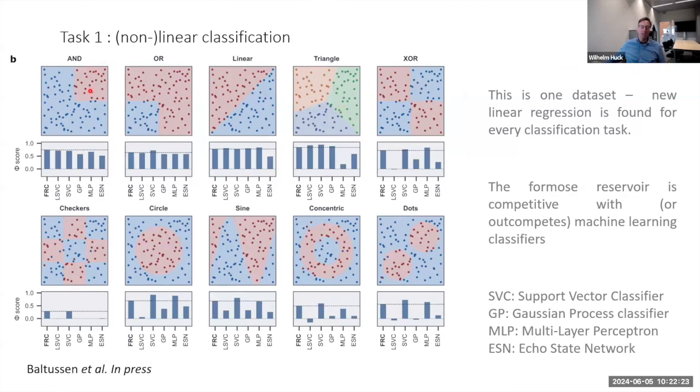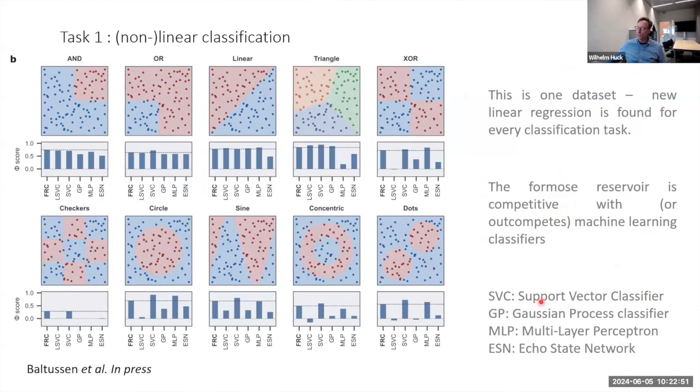So I could say, take my 100 experiments, classify them as an AND gate, or an OR gate, or an XOR gate, or checkers, circles, sine. I have one set of data, and I can now reclassify based on that same set of data. I simply find another set of weights. And what you see here is that even for this simple problem, where I'm not even making use of the time component, my Foremost reservoir is competitive with or outcompetes machine learning classifiers.